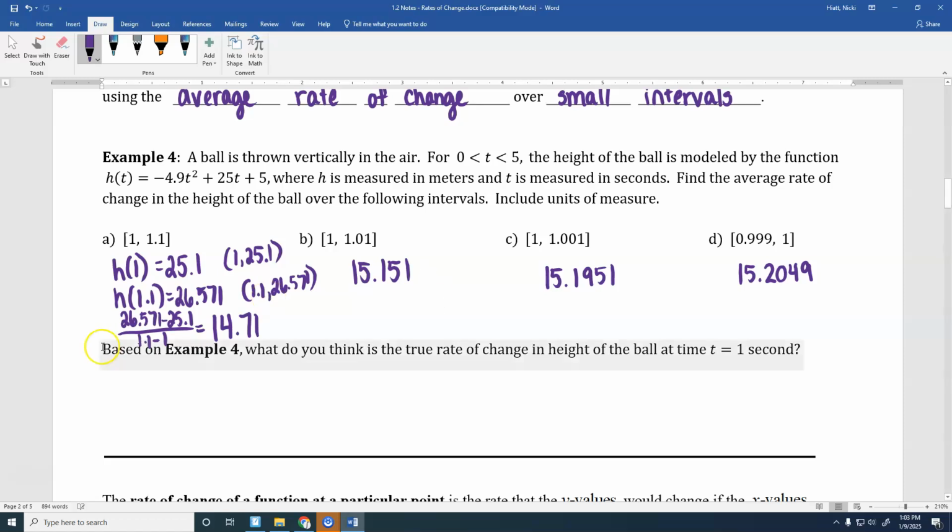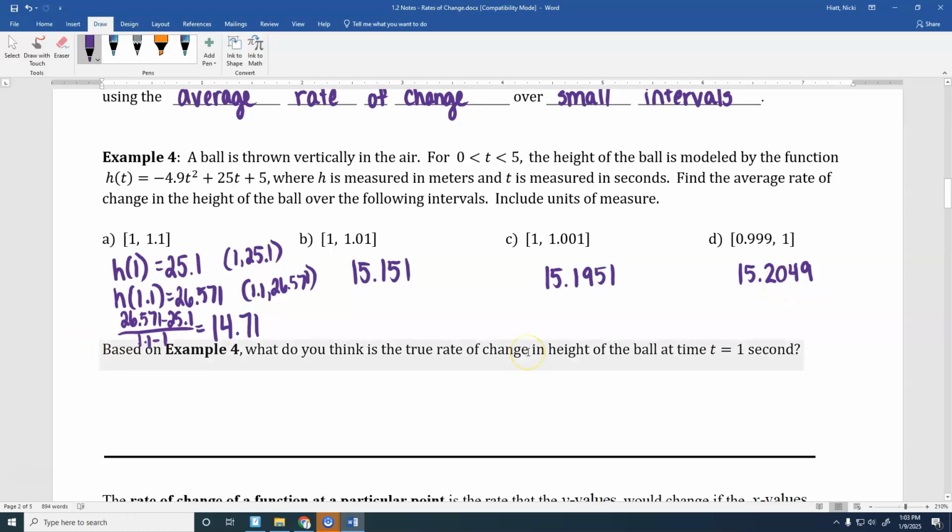So what we're seeing here is, when I started off with a little bit bigger interval, I got 14.71. Then I got 15.151. And then 15.1951. And then I didn't write it down, but if I put like 1.00001, it was like 15.1999999, right? This one I was on the other side. I was below the line instead of above. And I got a slope a little above 5.2.